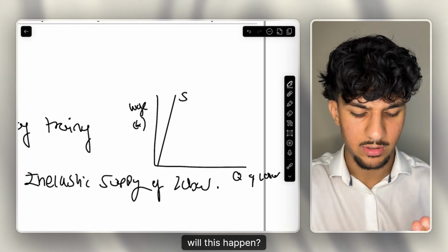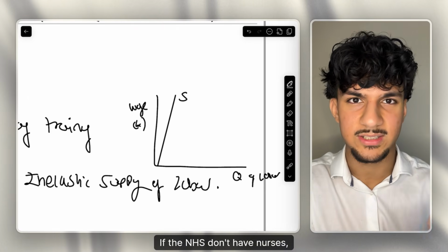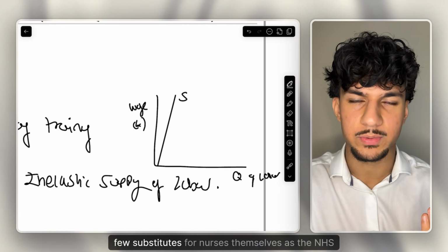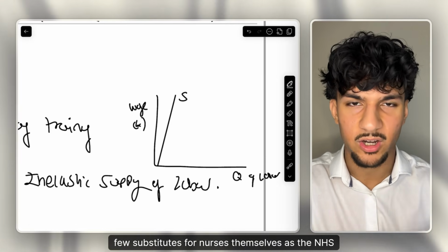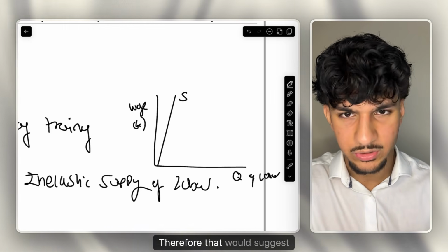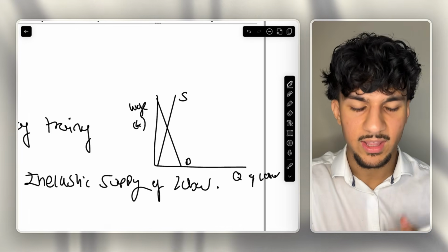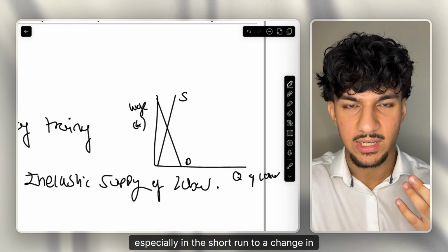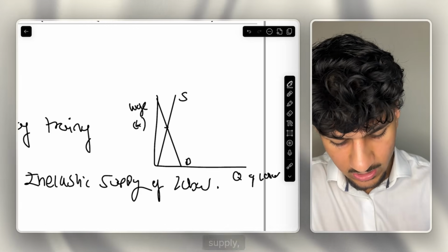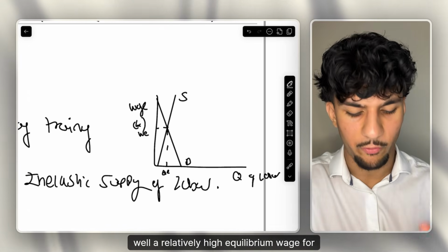However, in reality, will this happen? No, it can't happen. Why? Because nurses are an essential service. If the NHS doesn't have nurses, its hospitals, the NHS itself, cannot operate. And there are very few substitutes for nurses themselves, as the NHS can't just hire untrained workers to fill that role. Therefore, if wages did increase, the NHS would not be very responsive, especially in the short run, to a change in wages. So if there's inelastic demand and inelastic supply, what does this mean? It leads to a relatively high equilibrium wage for nurses.